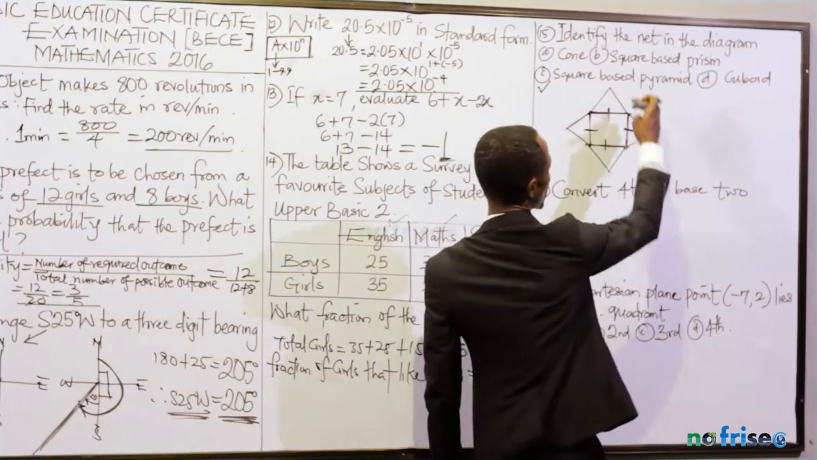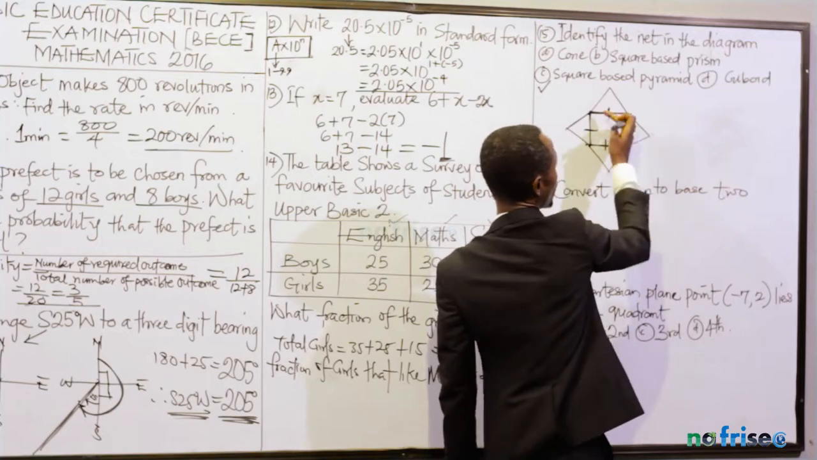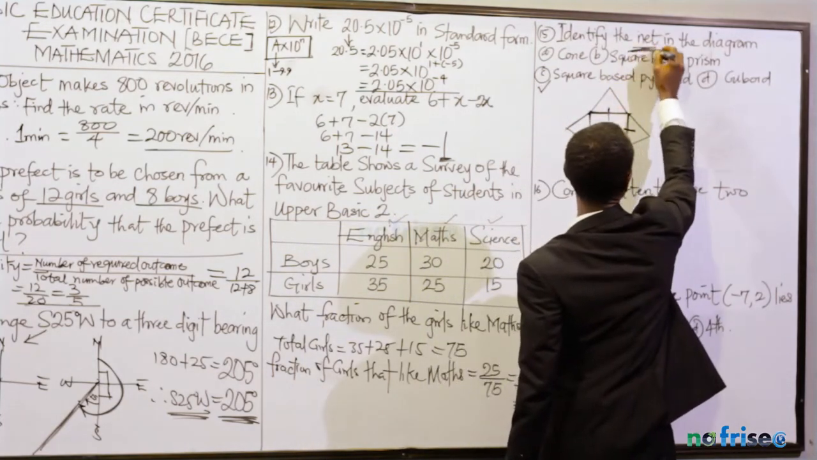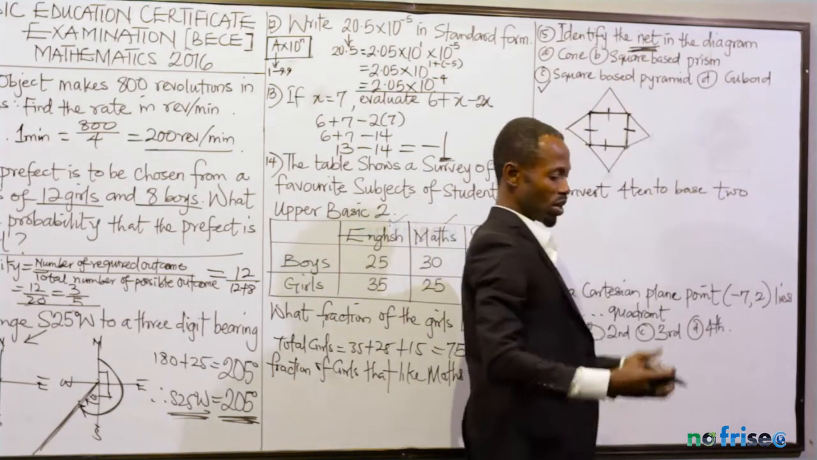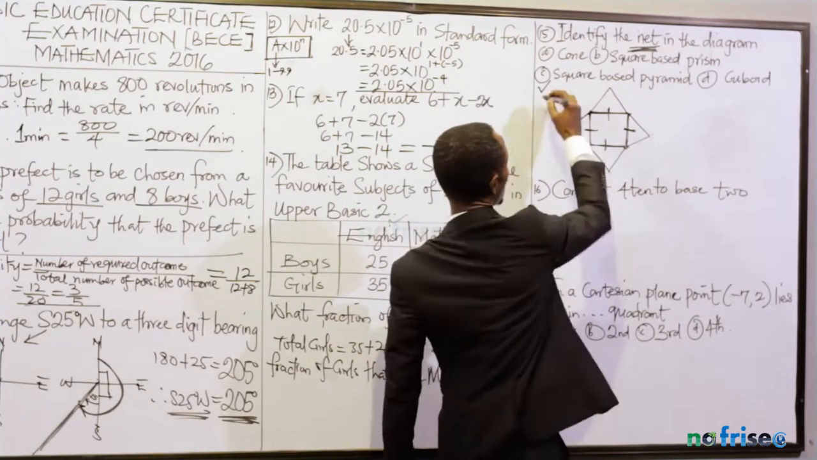So it cannot be a square-based prism, but it has to be a square-based pyramid, because you can see this one, when you close it up, it gives you the pyramid, but this is the net. The net means what makes up this shape. So that's the answer, square-based pyramid.